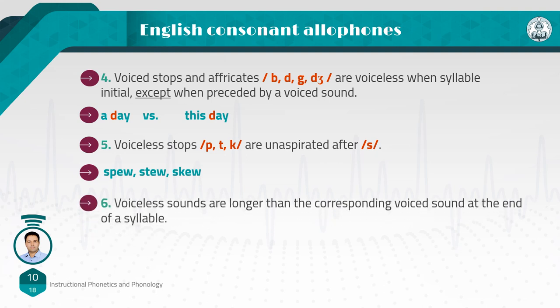Number 6. Voiceless sounds are longer than the corresponding voiced sound at the end of a syllable. For example, cap versus cab. Which one is voiceless? P, the second one in cap. Now, this voiceless sound is longer than the voiced counterpart, which is b. Listen again. Cap versus cab, or back versus bag. Which one is longer? The voiceless one. Cap and back. These two are longer.